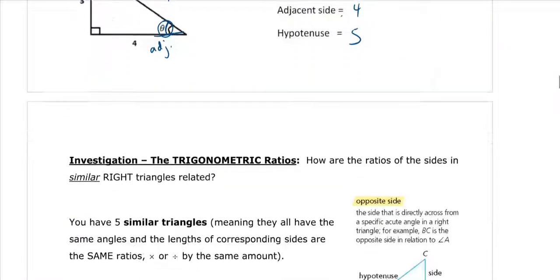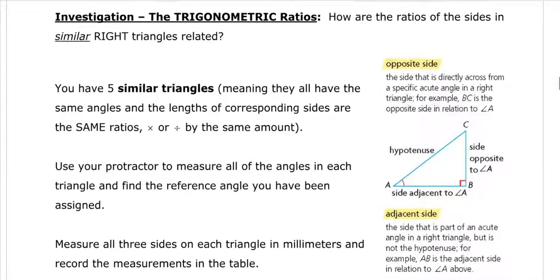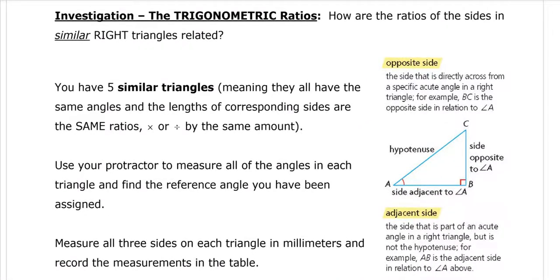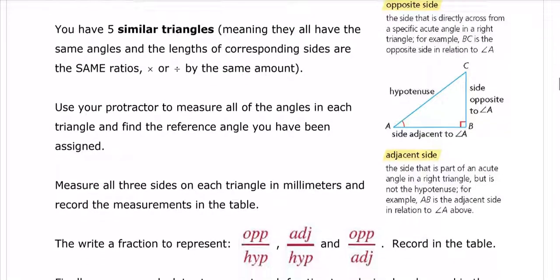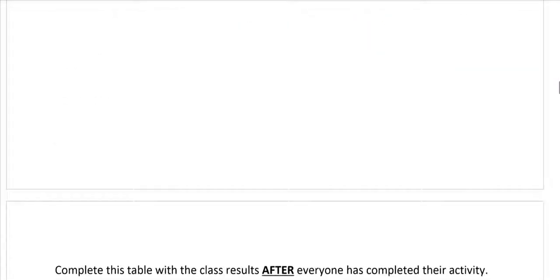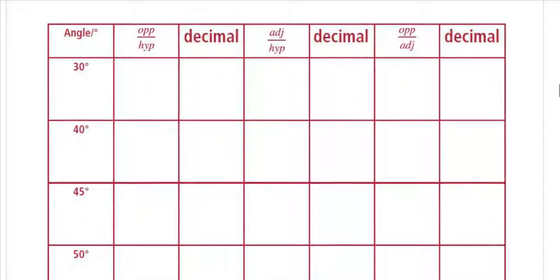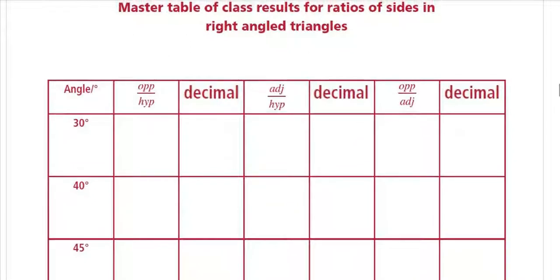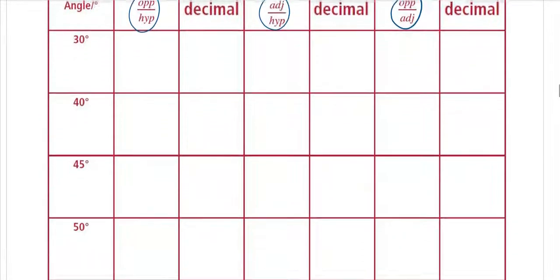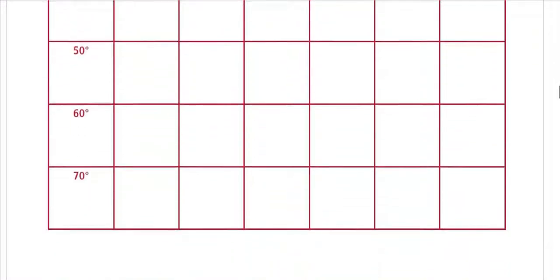We're going to be doing an investigation next in class, where I'm going to give you some similar triangles, and you're going to be labeling the adjacent, hypotenuse, and opposite, and making some measurements. And then at the end of the activity, we're going to make a master table of some calculations of my ratios: opposite over hypotenuse, adjacent over hypotenuse, and opposite over adjacent. All right, and you'll see something surprising. And that ends this video.